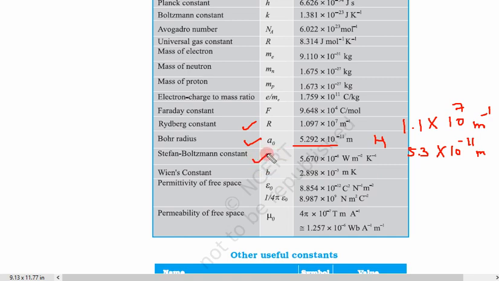What is next? Stefan Boltzmann constant. So what is Stefan Boltzmann constant? This is 5.67 into 10 to power minus 8 watt per meter square Kelvin to the power 4. So this is Stefan Boltzmann constant.